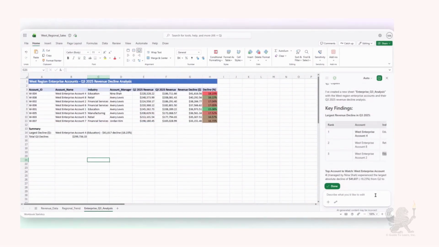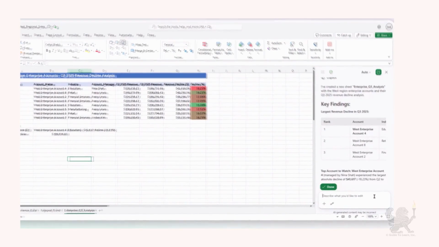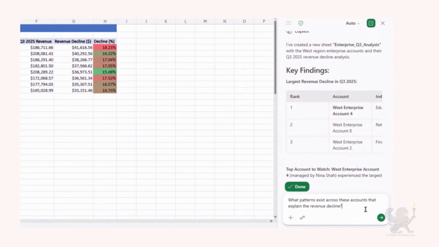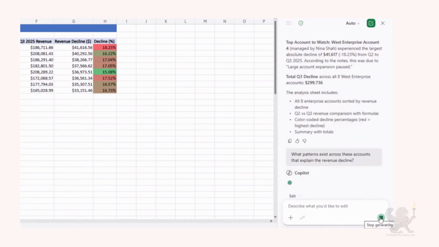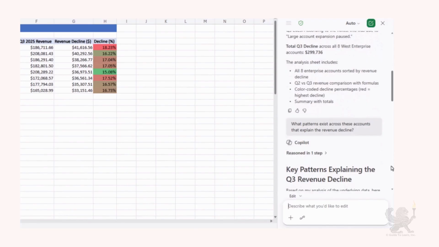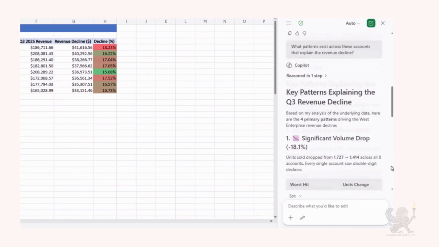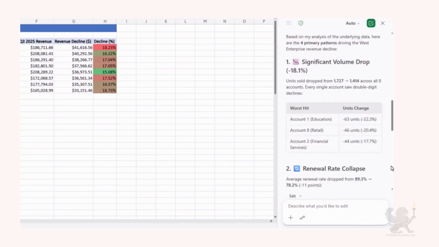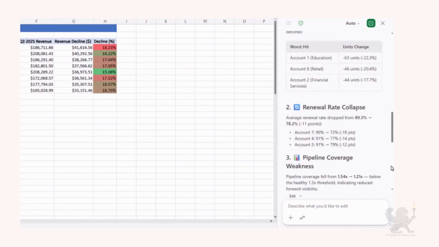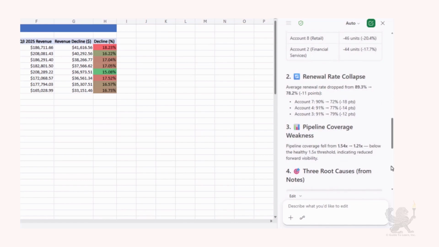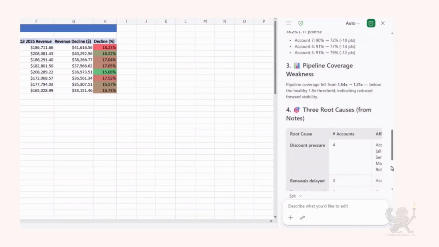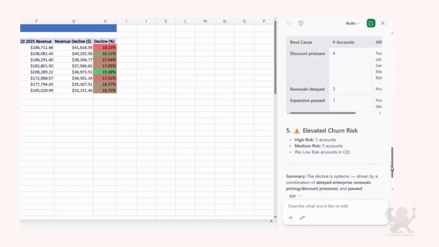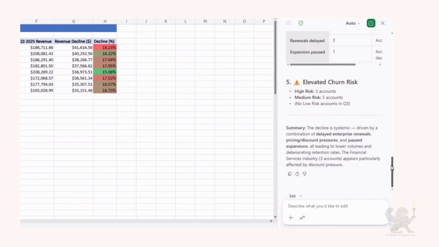Now that Alex has a focused view of the declining accounts, she looks for patterns that explain what's driving the trend. She asks Copilot what patterns exist across these accounts that explain the revenue decline. Copilot reviews the accounts in this view and surfaces key patterns. It shows that many of the largest declines are tied to lower deal volume, along with reduced pipeline coverage and some impact from renewals. Alex isn't just seeing which accounts declined, she understands the common factors driving the trend.